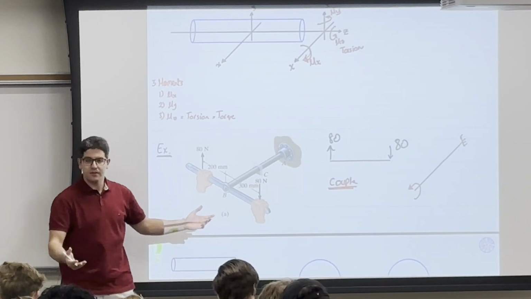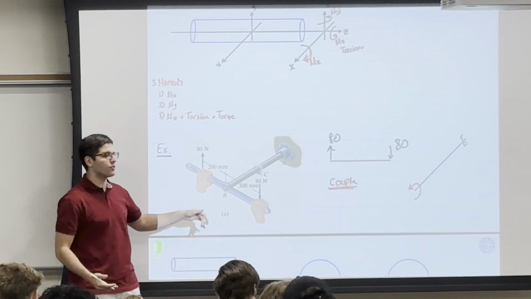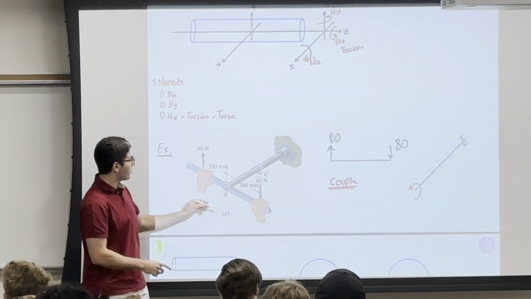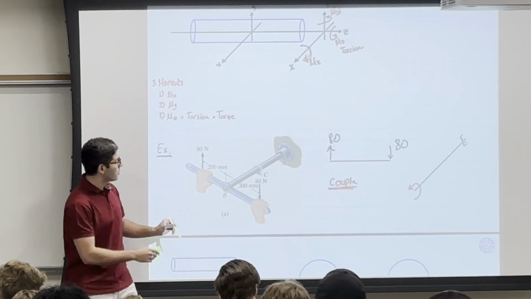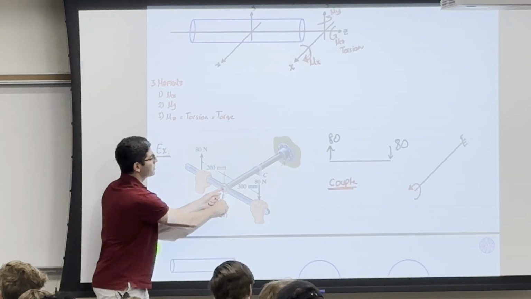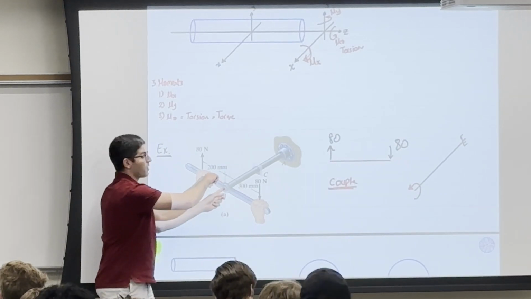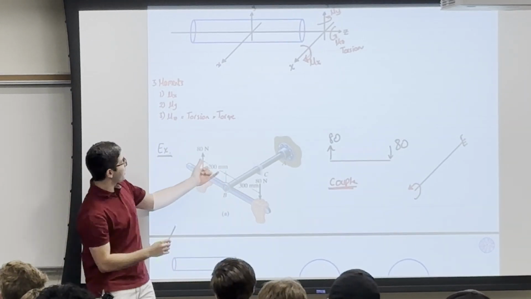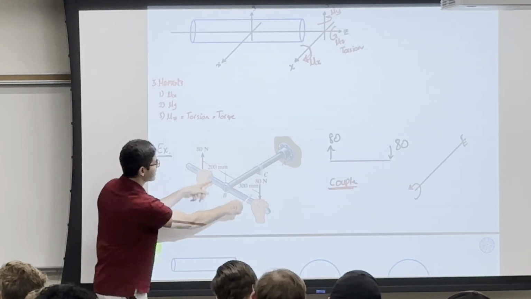That's correct. So someone said 80 times 500, or you can say a different thing. Why don't you take a moment about B? If you took a moment about B, I will have 80 times 300, then it will be 0 if they are in the same direction. That's when they will cancel each other.